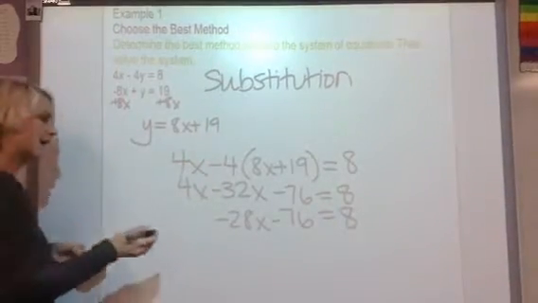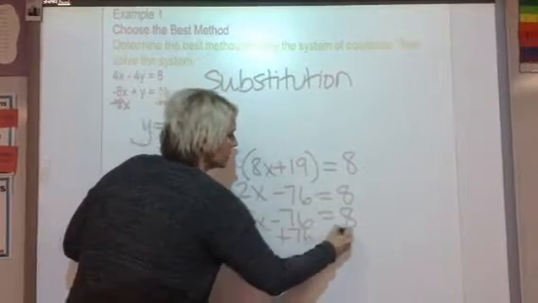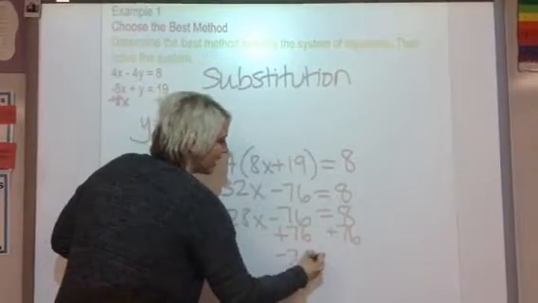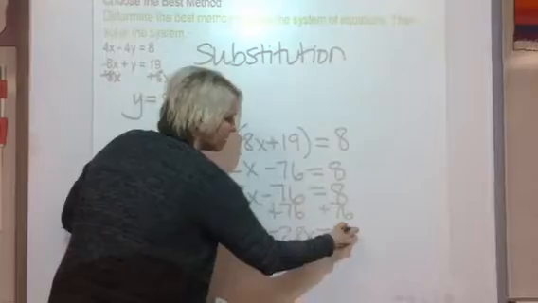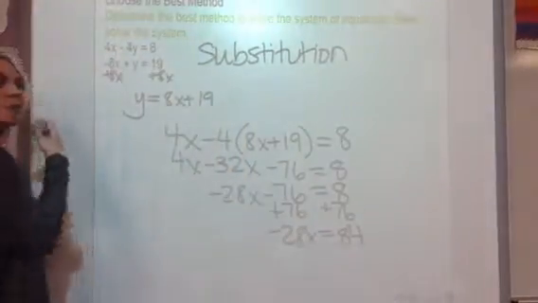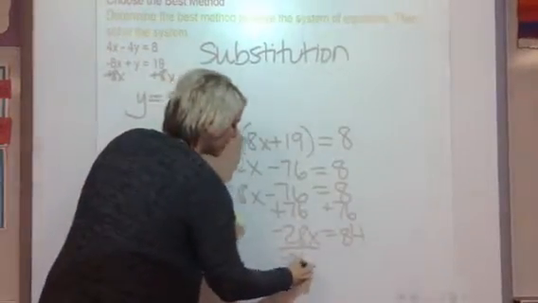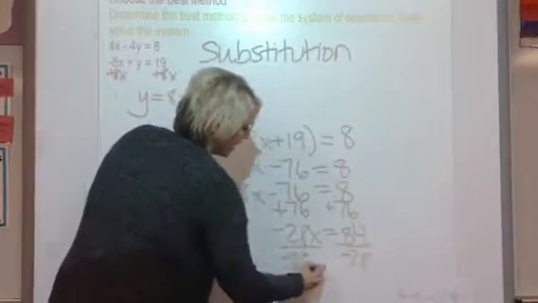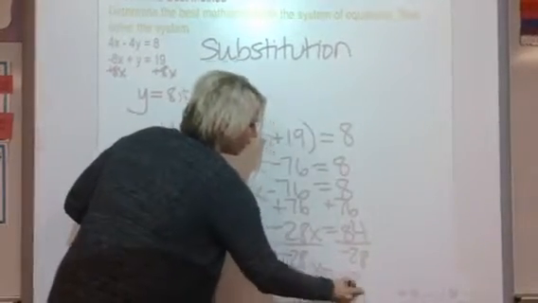Now I add 76 and I get negative 28x is equal to 84. I want to solve for x, so I divide by negative 28, and I get x is equal to negative 3.